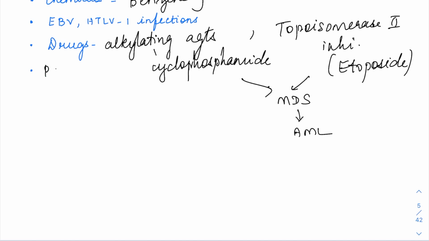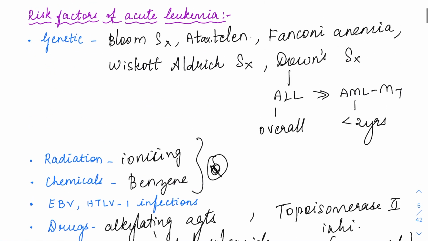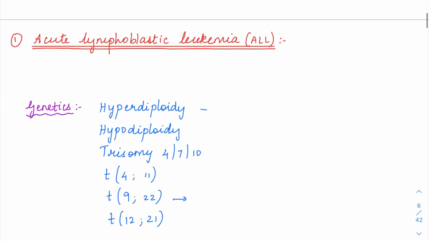Other than that, diseases like paroxysmal nocturnal hemoglobinuria, aplastic anemia, and MDS can in turn become acute myeloid leukemia, okay. PNH and aplastic anemia are all stem cell defects. These can transform into each other, and they can also become MDS, and MDS can also transform into acute myeloid leukemia. So these are all the risk factors associated with acute leukemias.